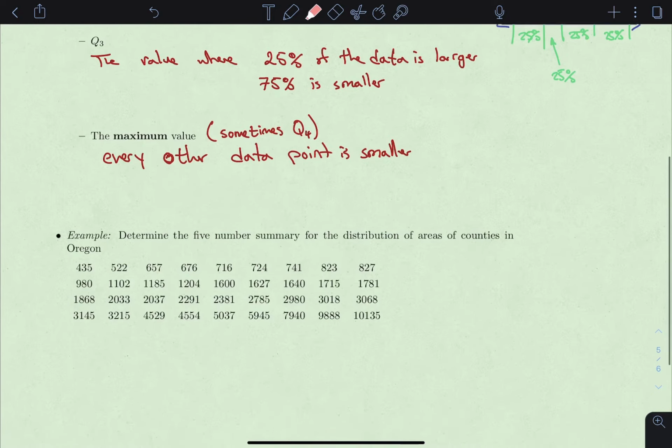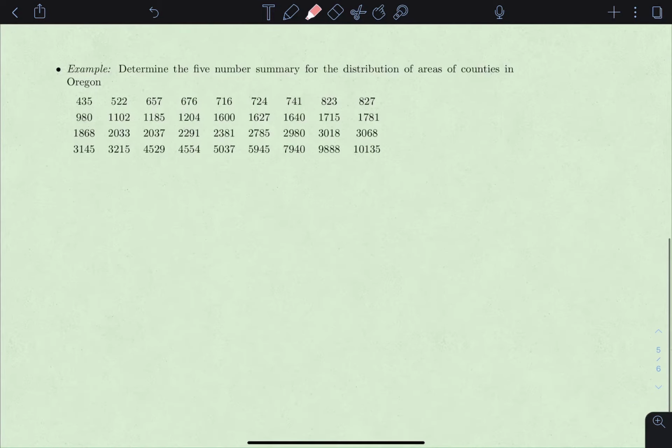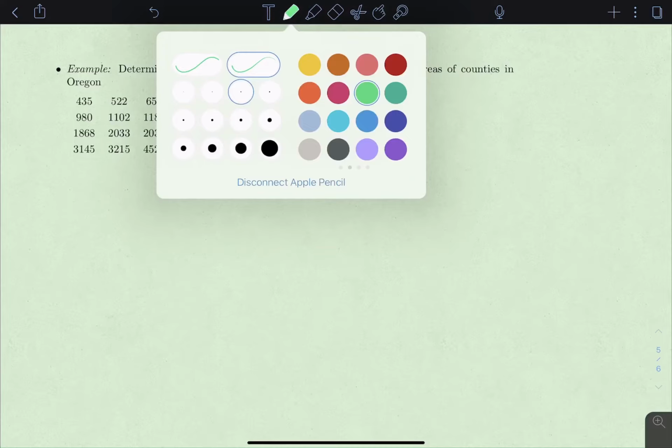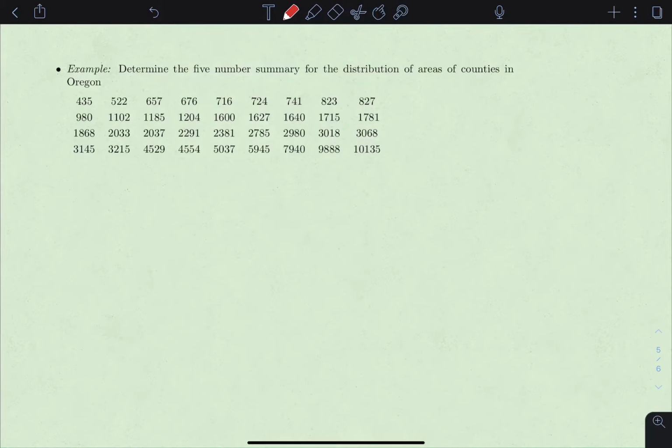So let's do an example where we actually have numbers. Let's determine the 5-number summary for the distribution of areas of counties in Oregon. Each one of these numbers represents the area of some county in Oregon. It's nice to organize the 5 numbers into a table. So you have Q0, Q1, Q2, Q3, and Q4. The even numbered ones have special names: median, maximum.